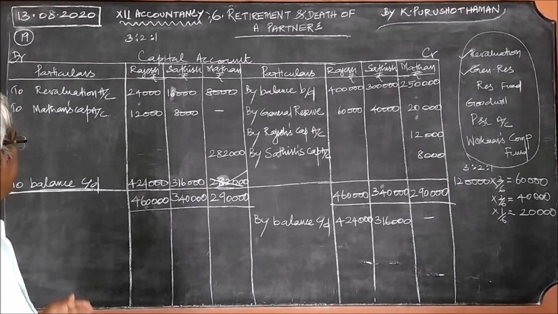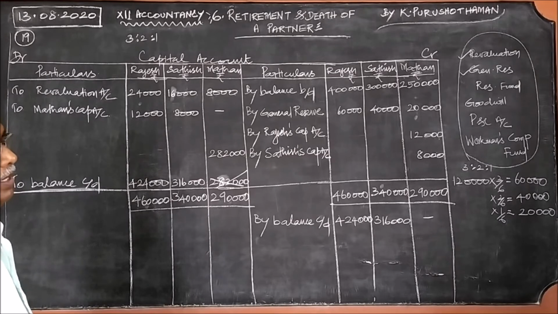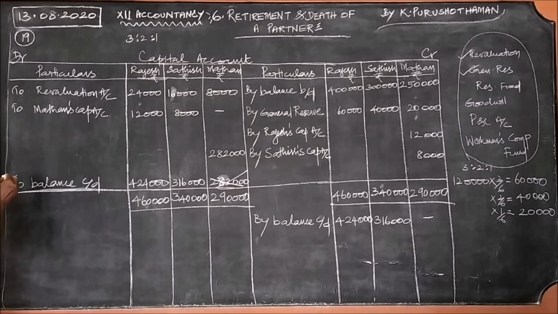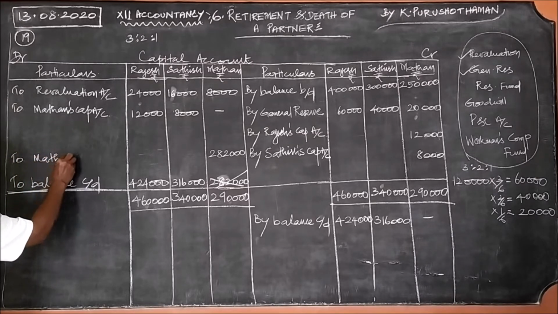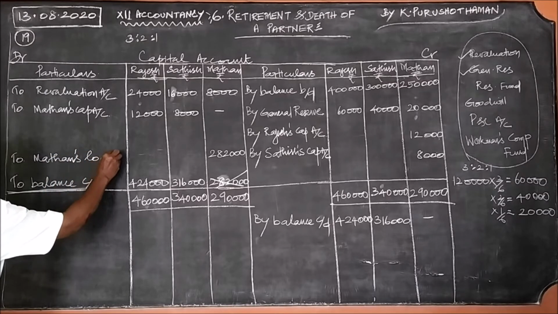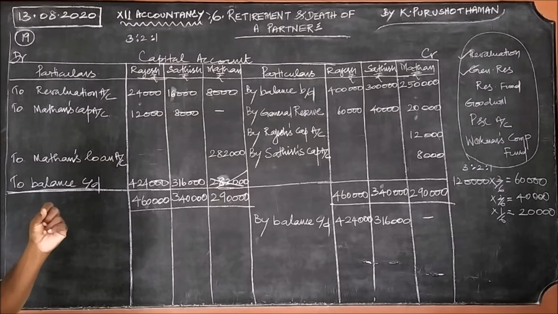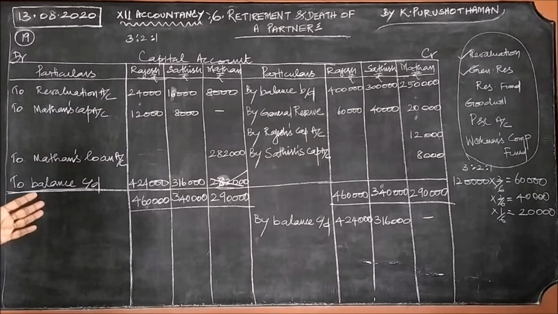If it is to be paid immediately, we can write to bank account 2,82,000. If it is not paid immediately, we should write to Madan's loan account. If it is noted that the amount is settled, it goes to bank account. If it is noted that it is not settled or nothing is given like that, it means that he has given his share as a loan to the business. That is very important.